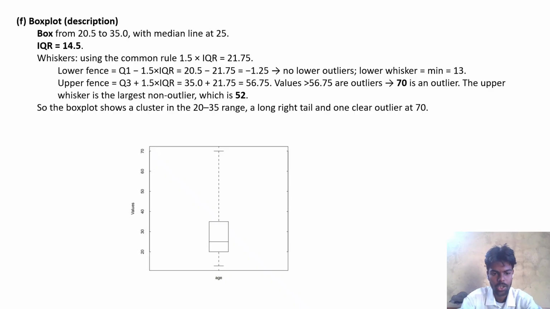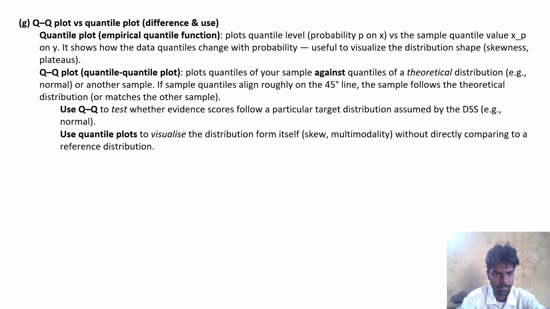Upper fence is Q3 plus 1.5 multiplied by IQR, that gives us the value of 56.75. If the value is greater than 56.75, it is an outlier; 70 is the outlier. The upper whisker is the largest non-outlier, which is 52. So the box plot shows a cluster in the 20 to 35 range, a long right tail, and one clear outlier at 70.